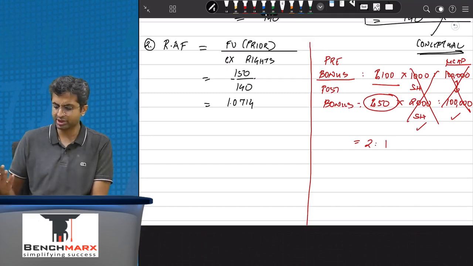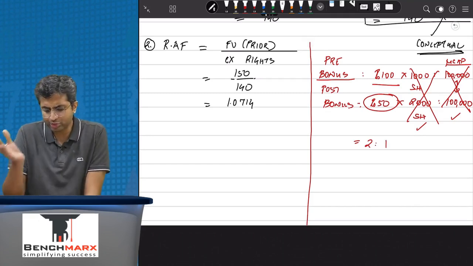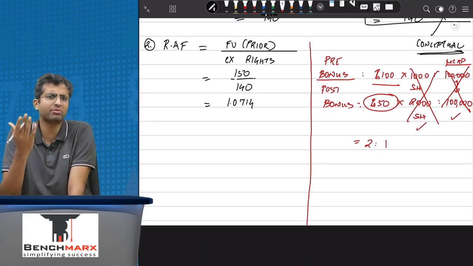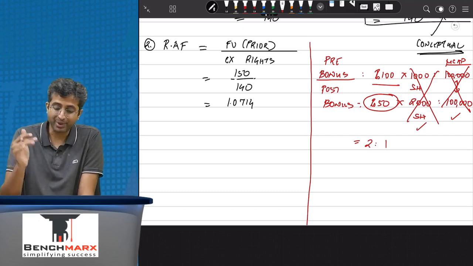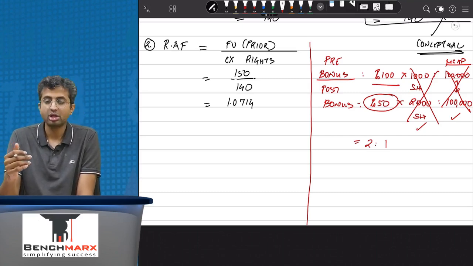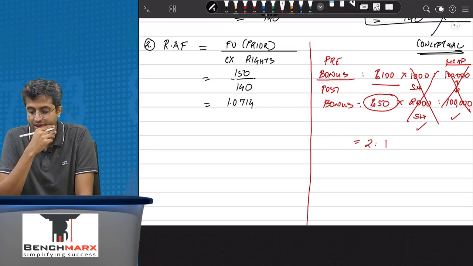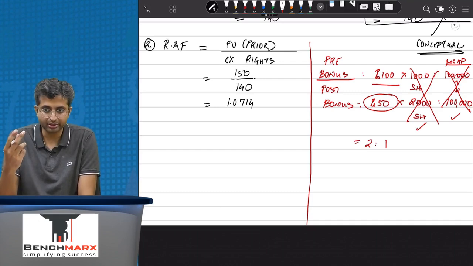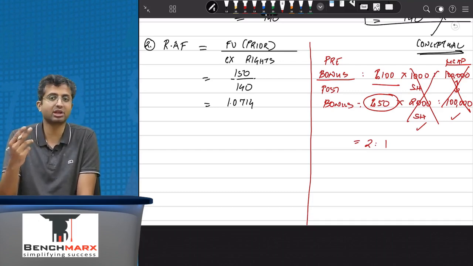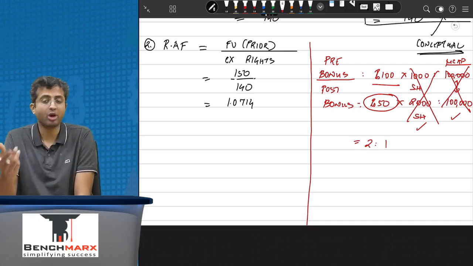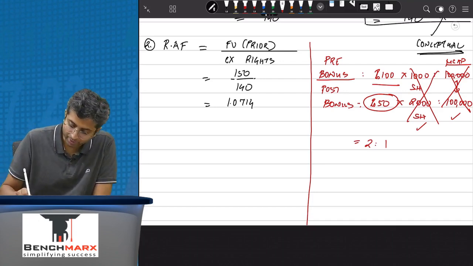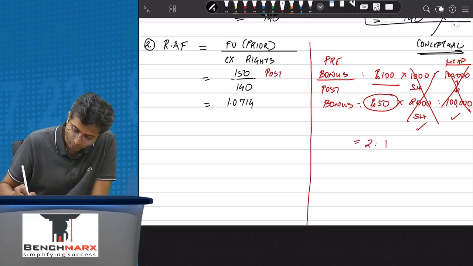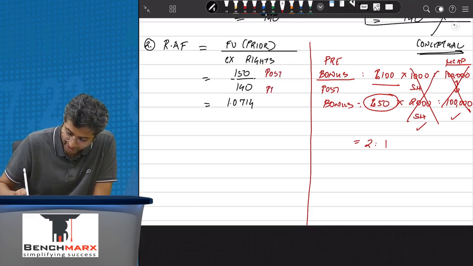Had there been no bonus, you would still have had 1000 shares whose price would still be 100 rupees, and hence the ratio would be 1:1. Because there is a bonus, your price is now coming down to 50 rupees, all else remaining constant. So a bonus can be looked at by looking at the difference in the number of shares or at the difference in the price per share. And as a result, what I'm trying to do is find the price post the rights and the price pre the rights.